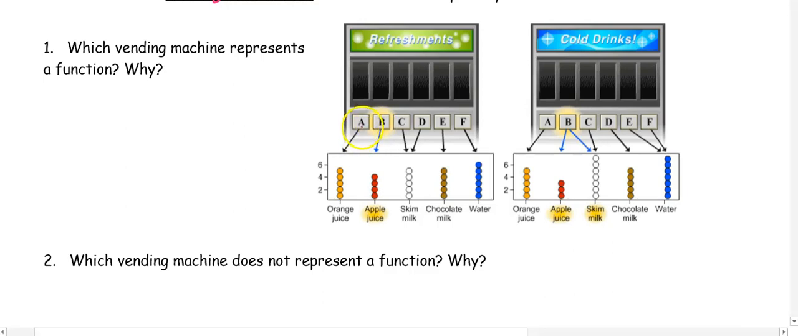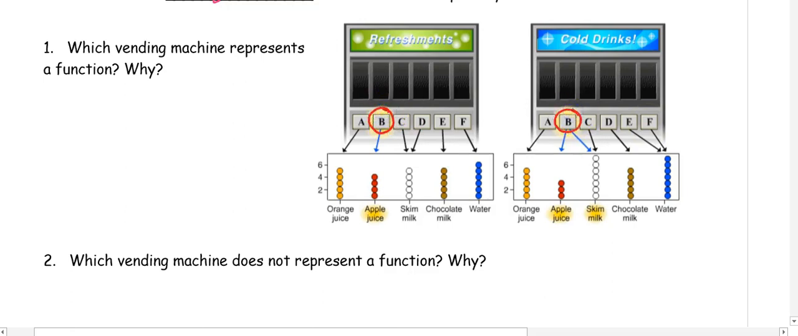In the refreshments machine, if I press button A, I'm getting orange juice, B is apple juice, C and D are skim milk, E is chocolate milk, and F is water. If I look at the cold drinks machine, A is orange juice, B could be apple juice or skim milk, C is skim milk, D is chocolate milk, E and F are water. So the difference here is this button B, which makes it a function or not a function.